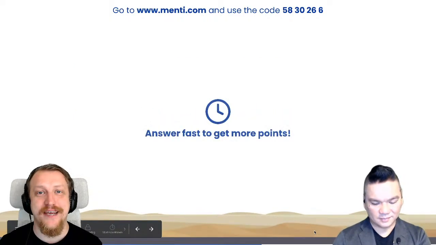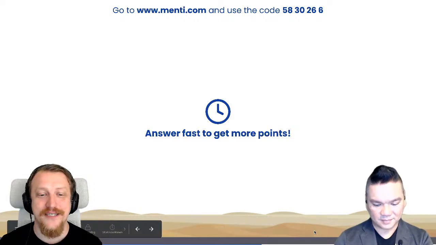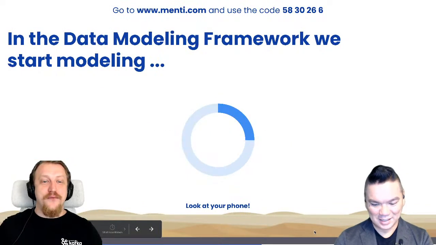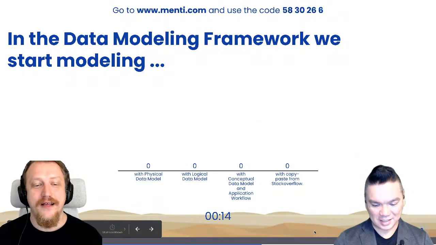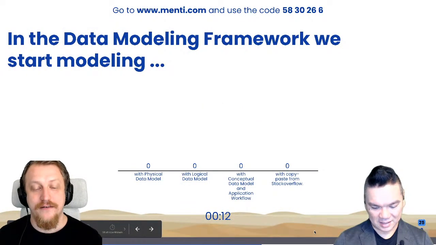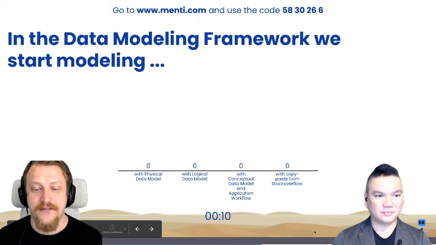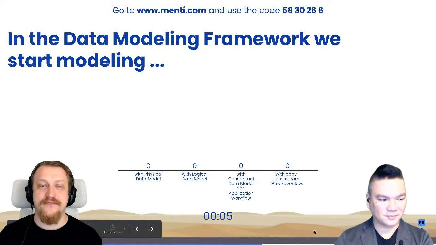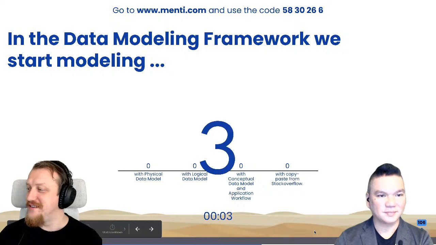Don't make a mistake. You can lose everything in 1 second. Answer fast. In the data modeling framework, we start modeling with physical data model, with logical data model, with conceptual data model and application workflow, with copy-paste from Stack Overflow.